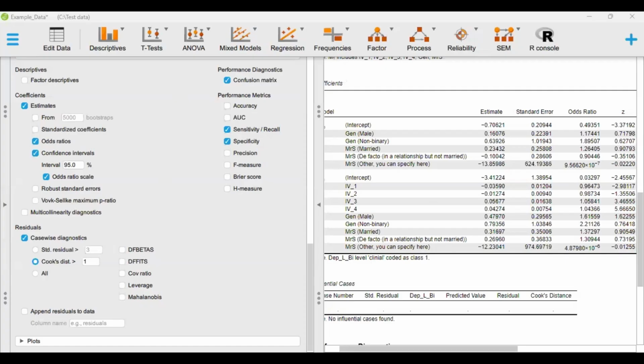So that was all for logistic regression. And so I think you now have everything that you need to write a strong results section based on logistic regression.